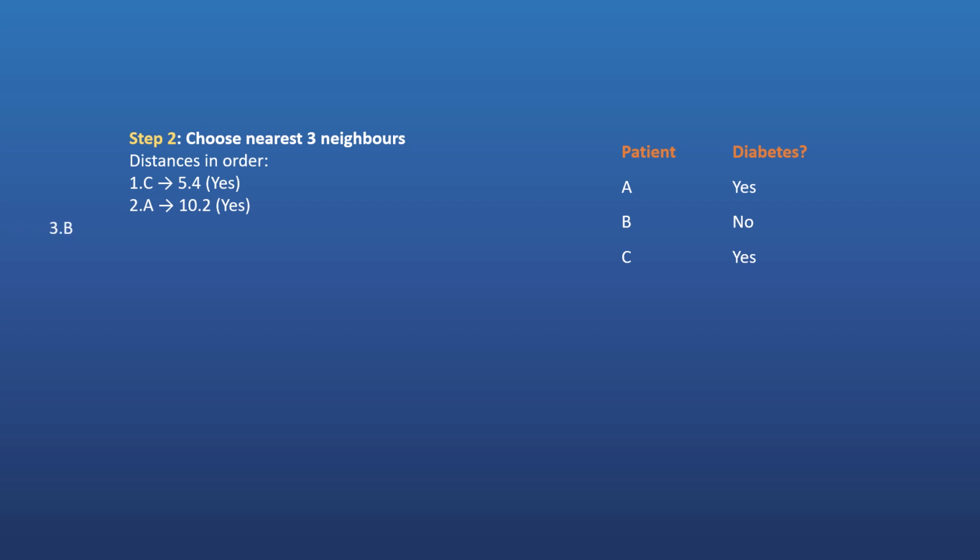These two are the closest distance. So according to the majority vote, yes equal to 2 and no equal to 1. That implies the final prediction: the patient is diabetic.